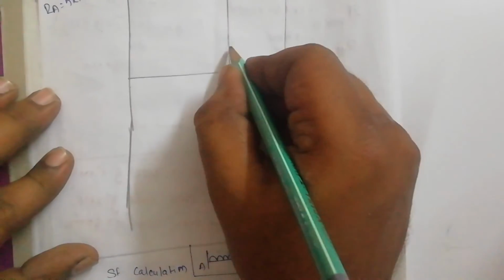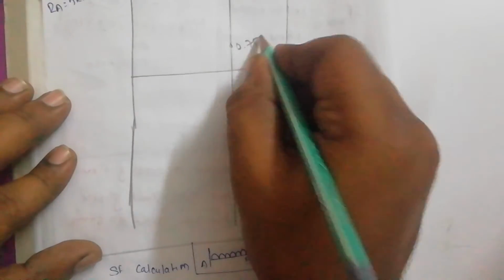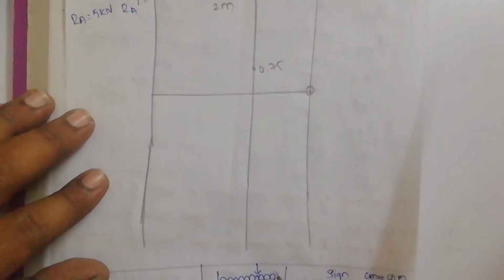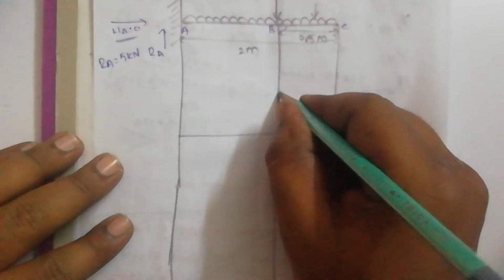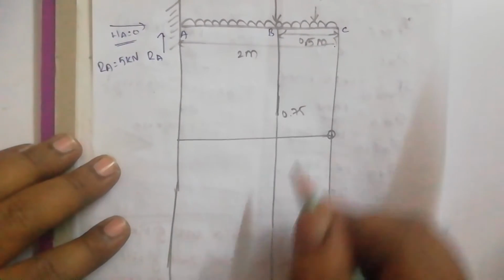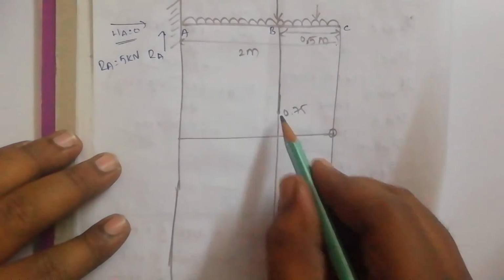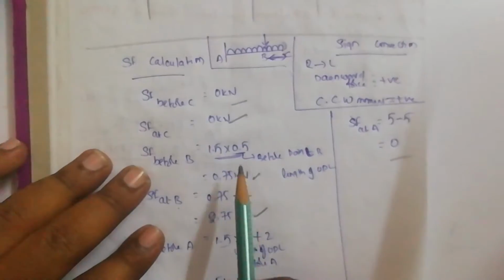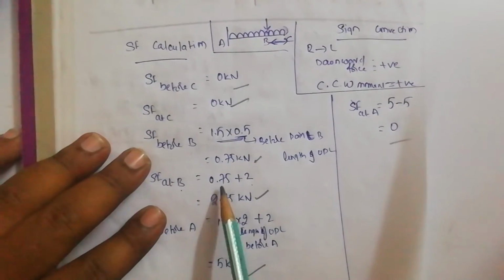Once you get these values, let us draw the shear force diagram. First you have to draw a baseline. Okay, so once you have drawn the baseline, let us go for the values. First value is 0. Next value you have got here as 0.75. Next value we have got 2.75, at B itself. So both values are at B itself. One is before B, one is at B.